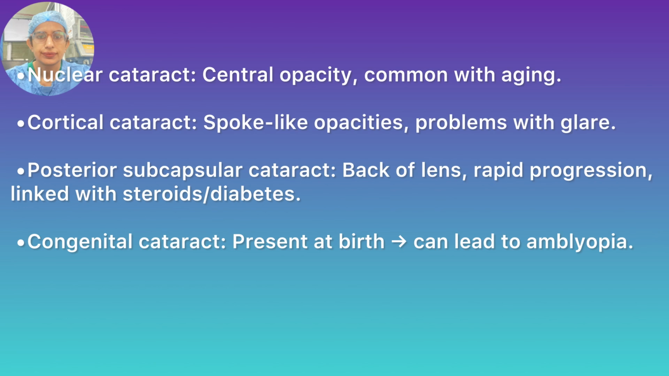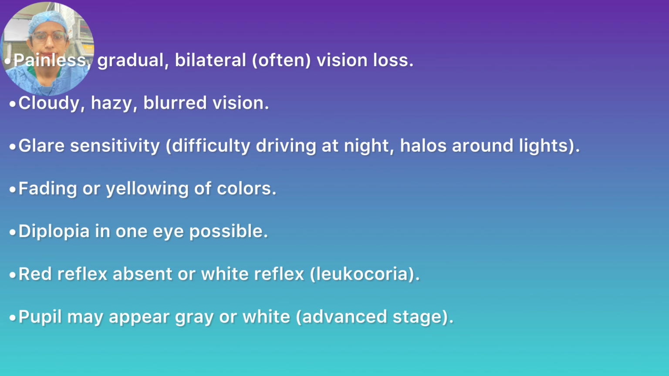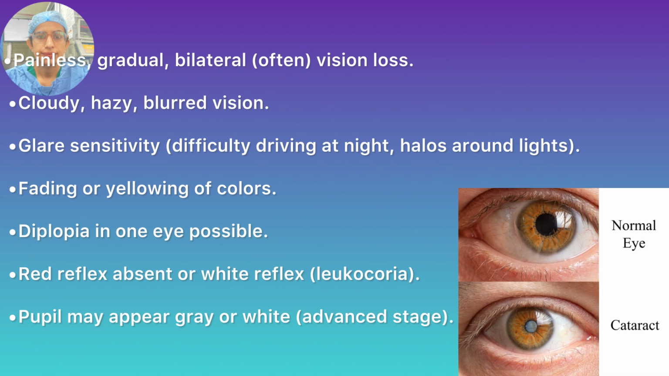Next is clinical manifestation, which is very, very important for the NCLEX. First is painless, gradual, bilateral vision loss. Just remember it: painless, gradual, and bilateral vision loss. That leads to cloudy, hazy, and blurry vision. Glare sensitivity means difficulty driving at night. Patients usually have halos around the lights. Next is fading or yellowing of colors, and diplopia in one eye.